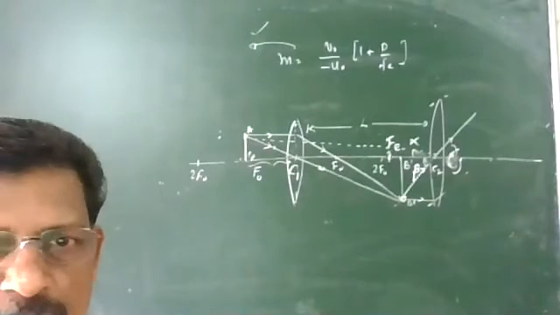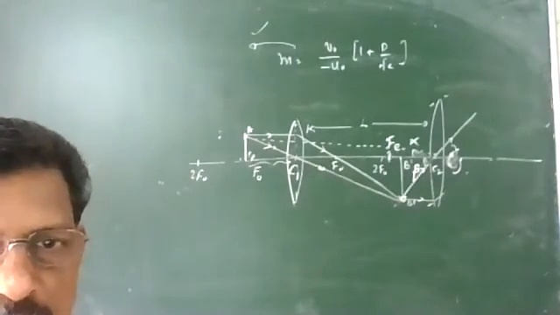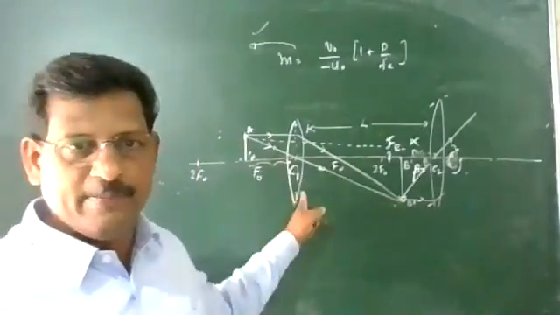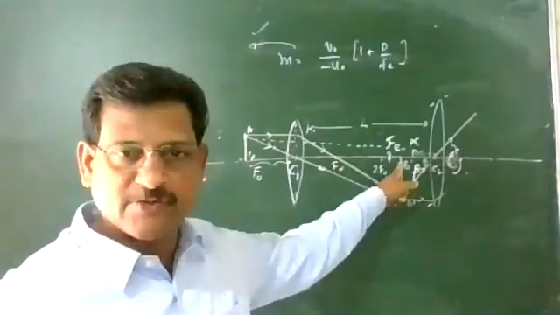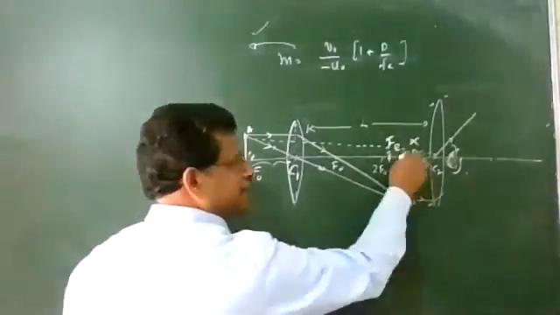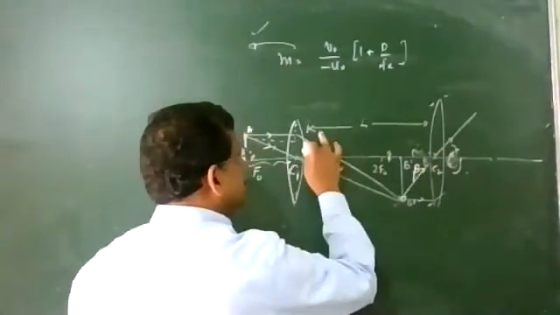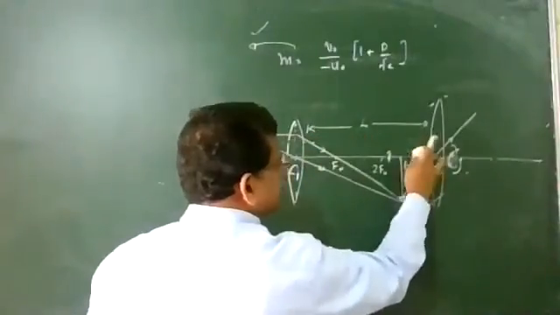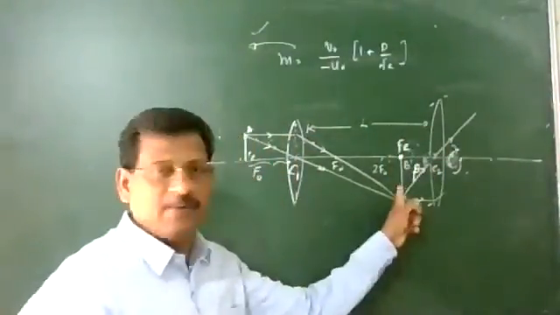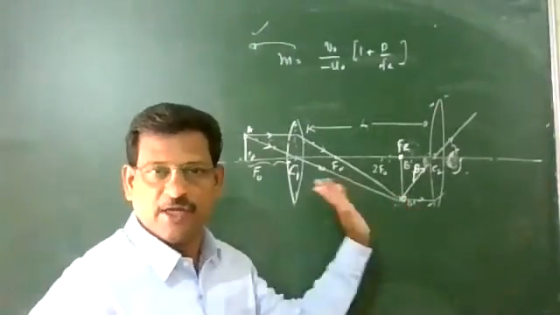When the final image is formed at infinity, that's the diagram you have to draw. Exactly the same: the object is placed just beyond the focus, AB, and a real inverted image A dash B dash is formed beyond 2F. What we have to do now is adjust the eye lens so that A dash B dash will be at the focus of the eye lens. So image will be formed at infinity.